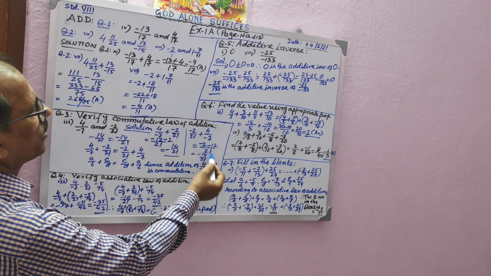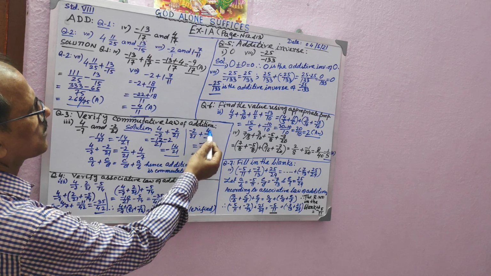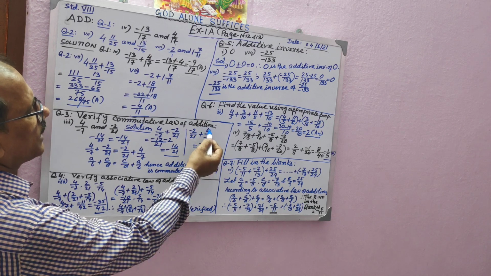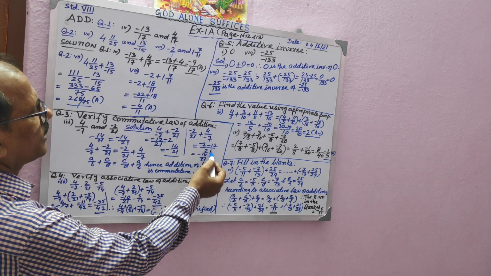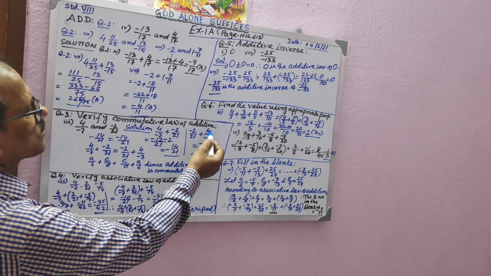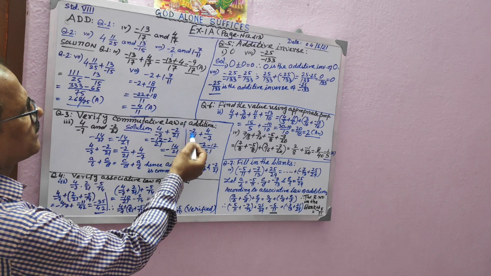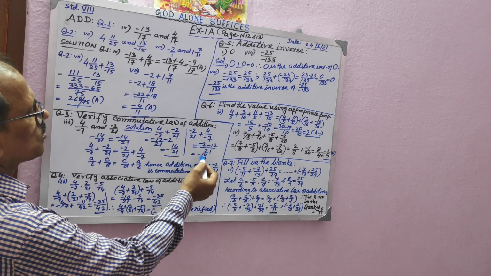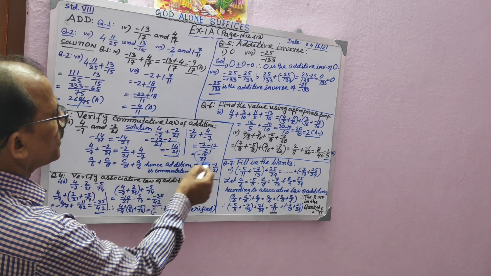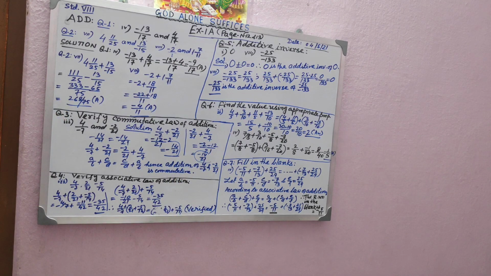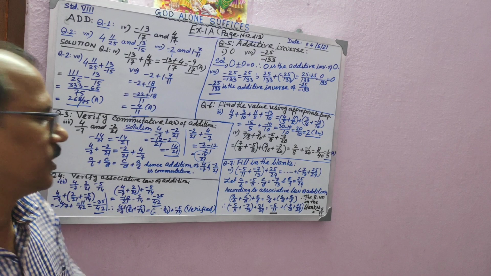If you do it, 21 will be the LCM. This fraction will be minus 4 by 7. Definitely it will carry a minus sign, so it will be minus 12, because 21 divided by 7 is 3, and 3 times minus 4 is minus 12. And this side is carrying minus 2, so minus 2. So minus 14 by 21. Here is also minus 14 by 21. So it satisfies the commutative law.